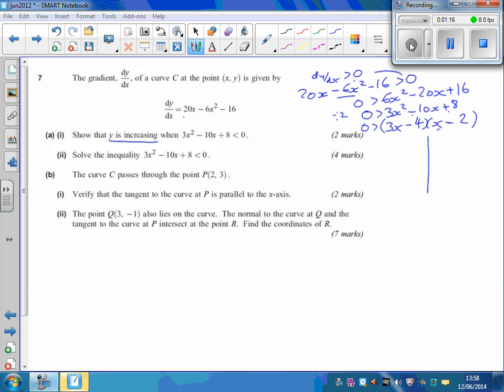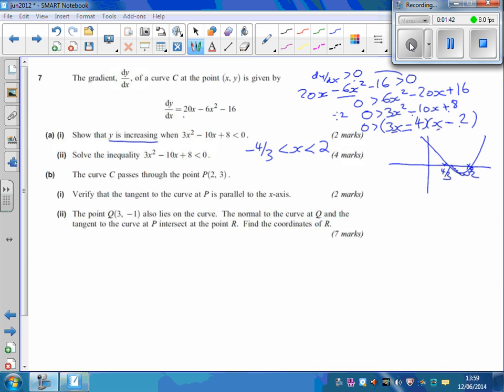Well, the crucial parts here are when does it equal 0? It equals 0 at 2 from there, and it equals 0 at 4/3 from there. Here's our sketch. We want it to be lower than 0. We want this bit down the bottom here. So we want it between those two values. So you put the x between those two values. There are 4 marks for that.